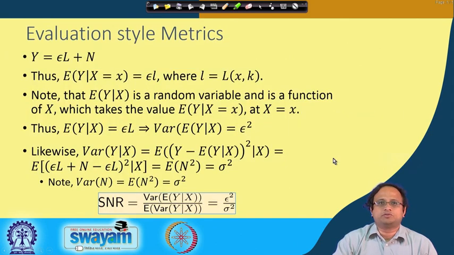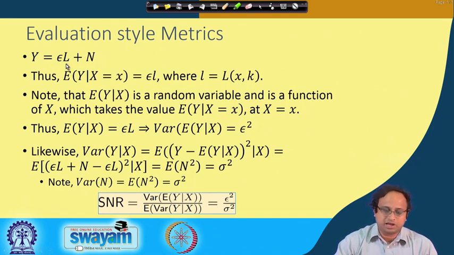Now let us look into these metrics in a little more detail. Throughout our discussion we will be assuming this leakage model, which is y equal to epsilon L plus n, and now I want to calculate the numerator part, which is the variance of expectation of y given x. Let us recapitulate a little bit. This is essentially the conditional expectation. If I say expectation of y given x equal to small x, that means in this particular leakage I am fixing the value of x, and then calculating the expectation.